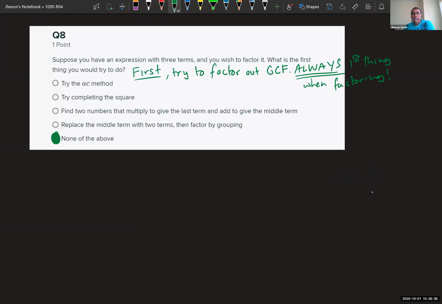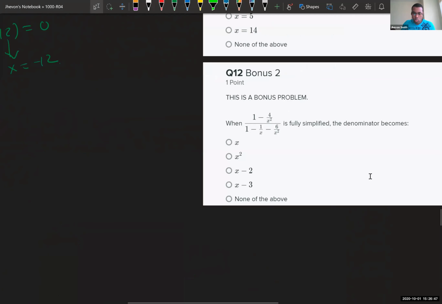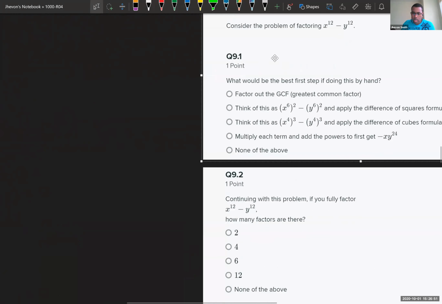So you have to factor something before you apply any technique. First, look for common factors to factor them out. Okay, 9.